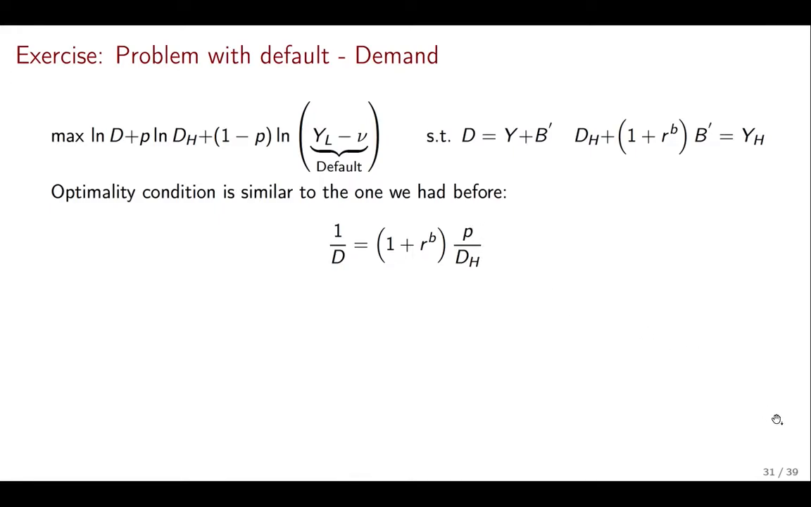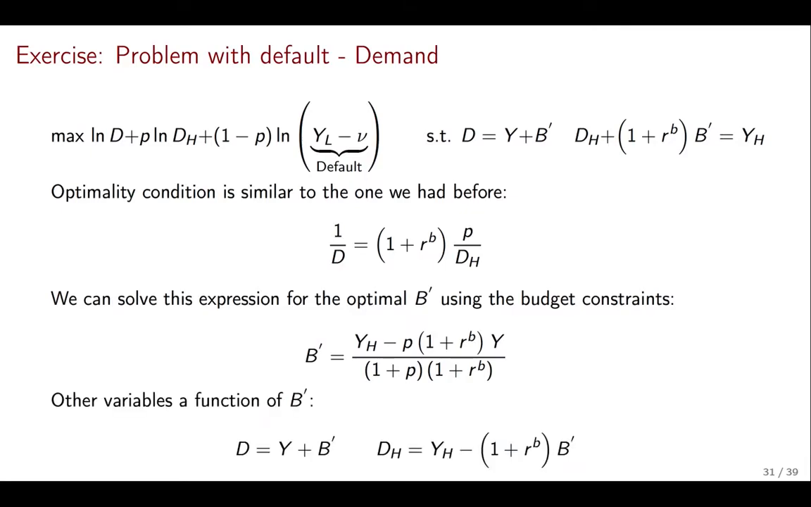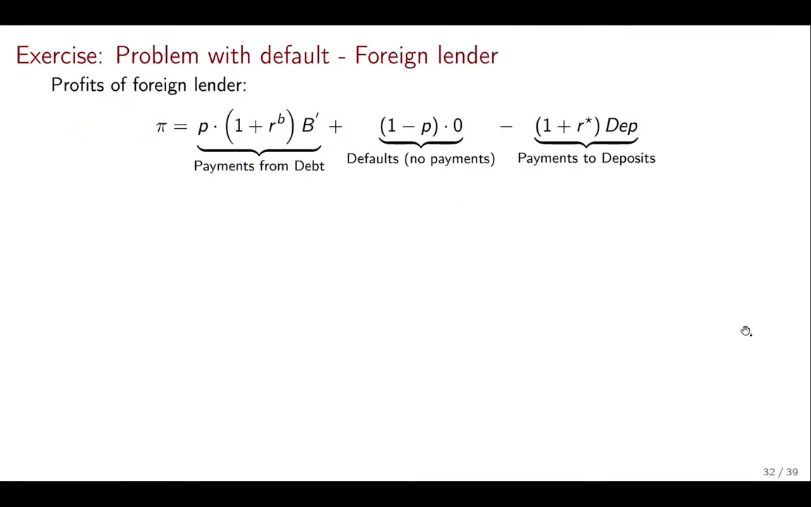How do we solve for this? Well, we can replace from the budget constraints for D and DH and get an expression that only involves B prime. Once we do that, we can solve for that expression and get the following expression for B prime. This essentially solves our problem because the other variables are a function of B prime by means of the two budget constraints. So this is the solution to the problem for the country given some interest rate. Now we're not done solving the model because we still need to know what's going to be the value of this interest rate. For that, we turn to the problem of the foreign lender.